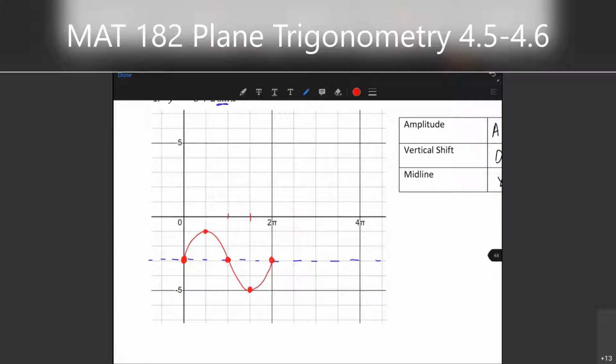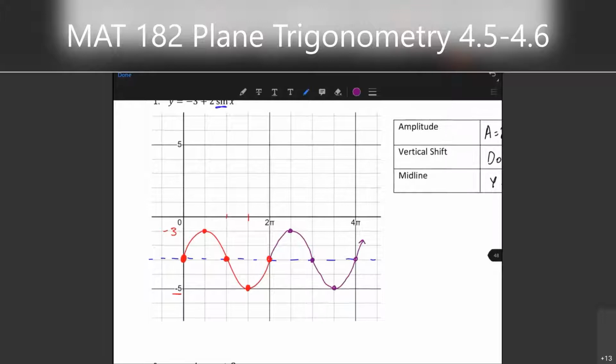So I have a maximum at -1, it looks like, and a minimum at -5. If I wanted to continue that graph, we're just going to take that same pattern and graph it over the 2 pi to 4 pi range. So we could consider continuing that pattern up, down, back to the midline. And that would be our graph over the 0 to 4 pi range.